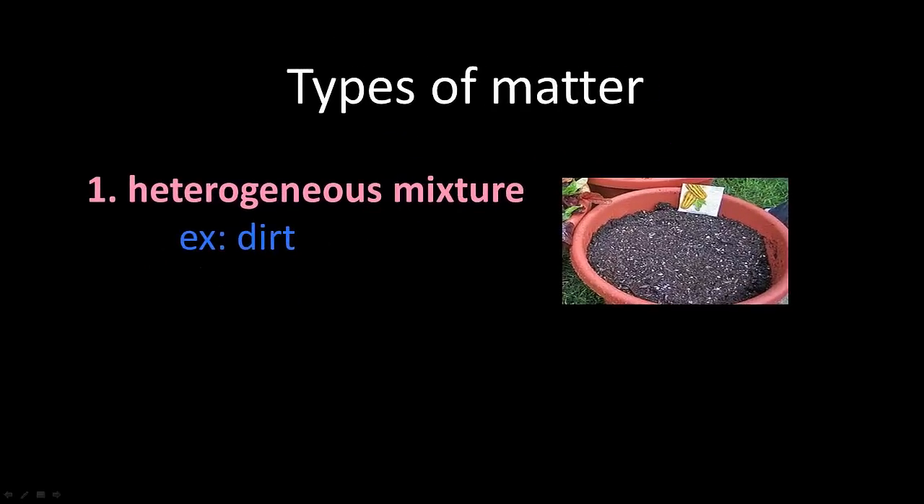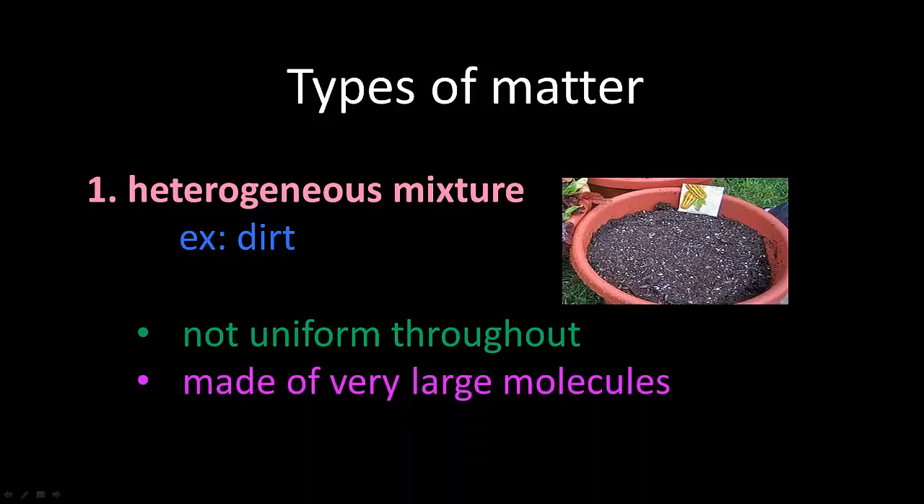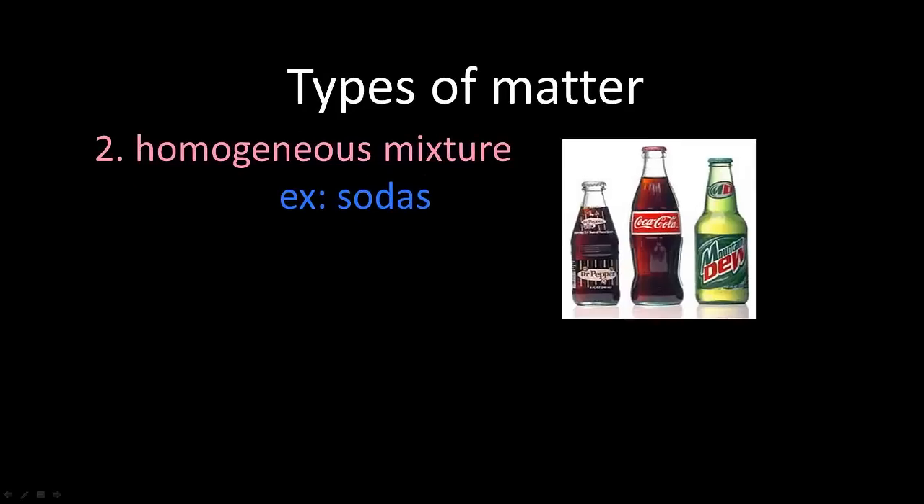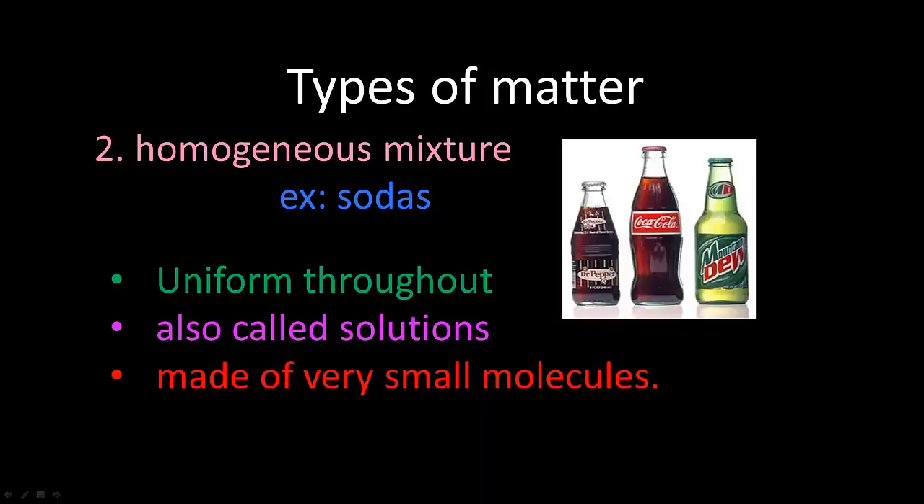There are 2 types of mixtures. Heterogeneous mixture, an example of this would be dirt. It is not uniform throughout, which means you can see the different particles in there, and they're usually made of very large molecules. A homogeneous mixture, an example would be sodas. If you look through a soda, it all looks the same. You can't pick out the individual dye molecules or the individual sugar molecules and the individual water molecules. So they're uniform. They are also called solutions, and they're made of very small molecules.